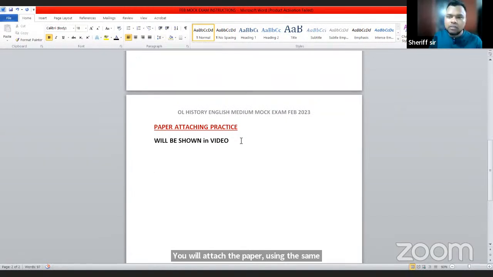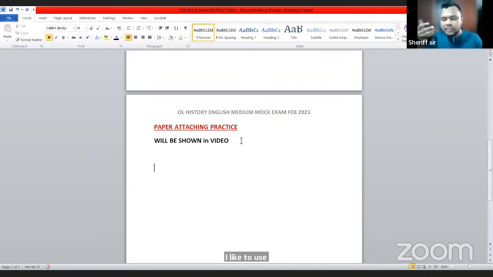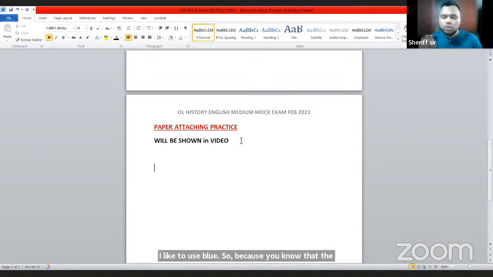And Tipex is not allowed. Color pens are not allowed. Use blue or black only. I personally prefer blue. You can use blue. I like to use blue, because the printed letters will be in black. So you know what you wrote when you write in blue. It's easy to distinguish, it's easy to recognize. So I personally like blue.